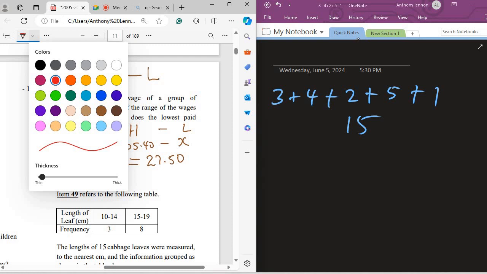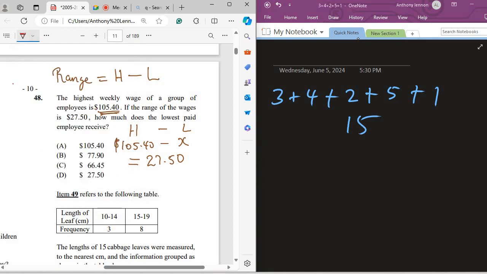But let us try this though. Let's eliminate. Can $105.40 minus $105.40 give a 27? Is A the answer? Can A be the lowest? No, because if A is the lowest, then it's going to be $105.40 minus itself, which would be zero. So that's out. Okay. Again, guys, you have to read the question carefully.